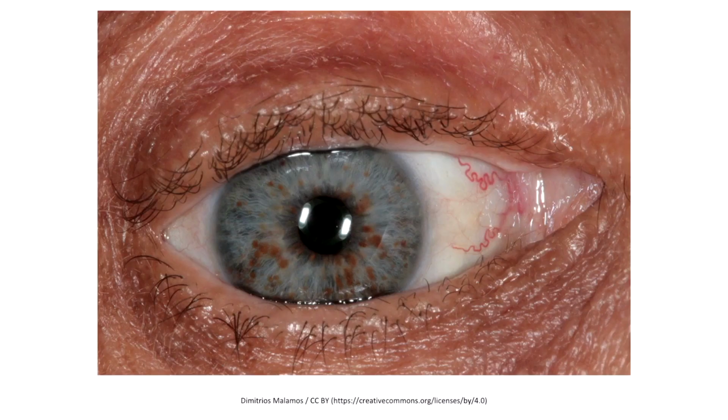This is a textbook example of a patient with Lisch nodules. As you can see, these are pigmented hamartomas of the iris, and we can see many of these brown spots scattered throughout the blue iris of the patient.